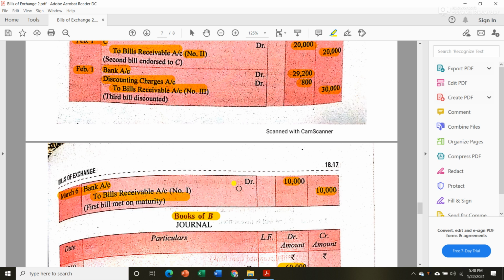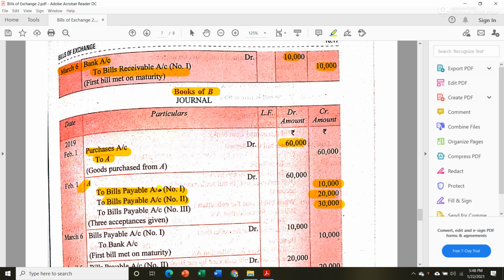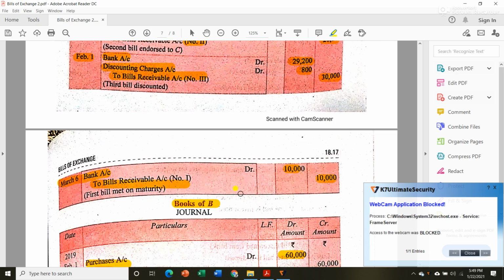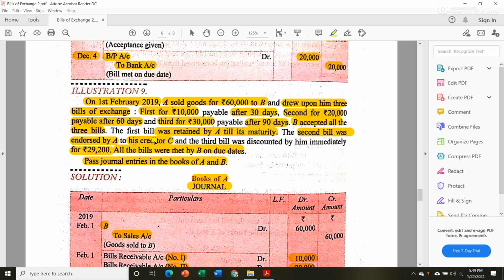Okay, then for payment of this 10,000 for bill number 1, again we will pass a journal entry in the book of B, that is on March 6, bills payable account number 1 to bank account rupees 10,000. Okay, now for the second bill, since they mentioned that the second bill was endorsed to Mr. C and we don't know whether C got the money or not, A doesn't have to do anything with receipt of this second bill's amount. Okay, so no need to make any entry in the book of A for the second bill, but in the books of B we have to make an entry for payment of that second bill.